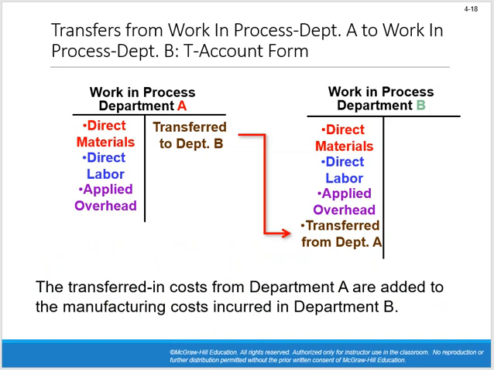And then when we finish our work in Department A, it gets transferred to Department B. So remember, we have a flow. We need to be able to picture the flow of our work through our company. It goes from Department A to Department B, and then from Department B, we'll probably finish it. So the transferred-in costs from Department A are added to manufacturing costs incurred in Department B. When it's all done in Department A, we move it to Department B with a debit to WIP B and a credit to WIP A.